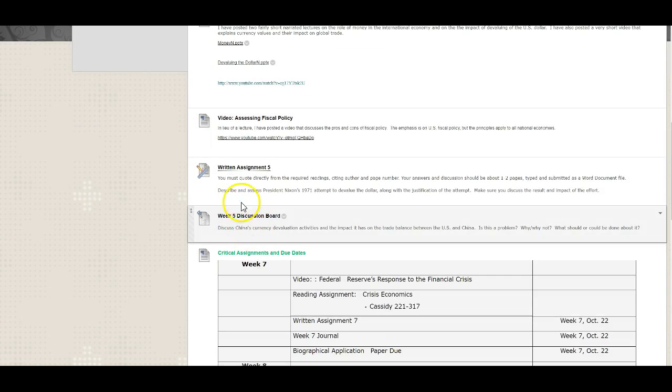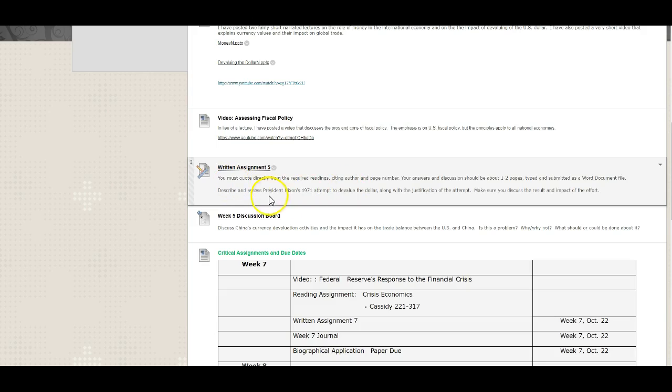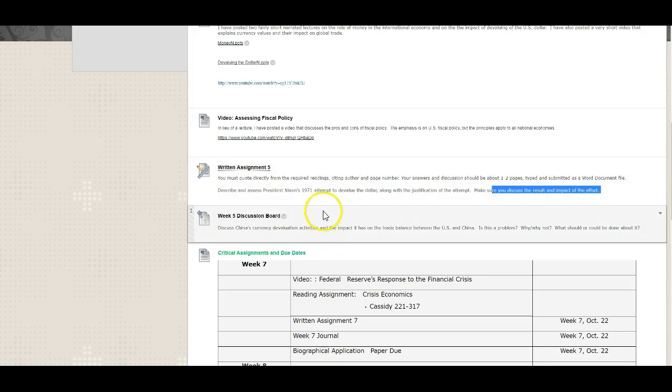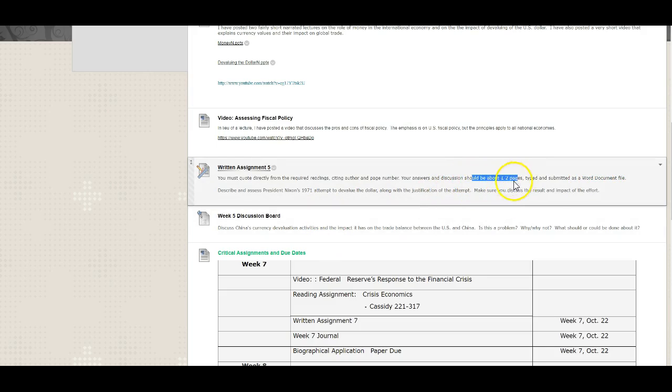Next is your written assignment. Once again, cite the author and the page number. You're going to describe and assess President Nixon's 71 attempt to devalue the dollar, along with the justification of the attempt, and make sure you discuss the results of the impact and the effort. Once again, that's just a 1 to 2 page paper.